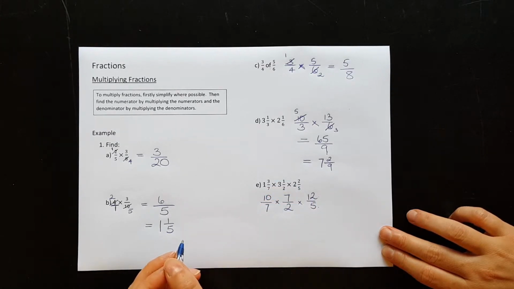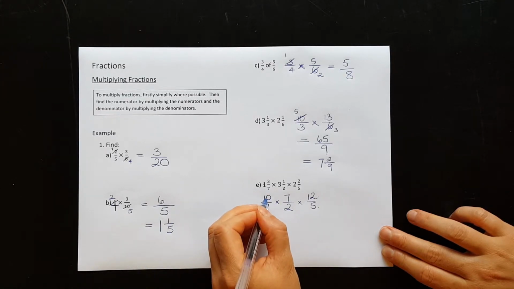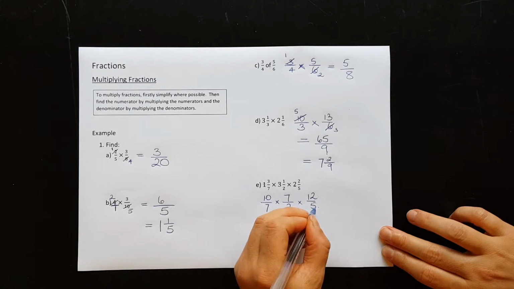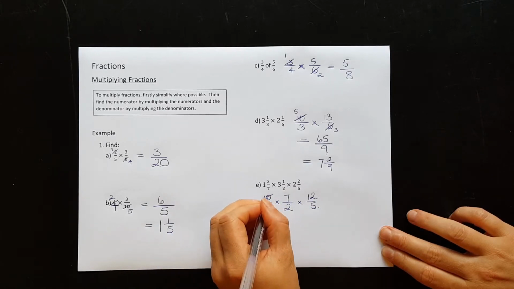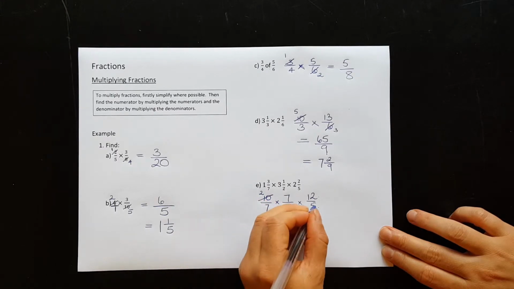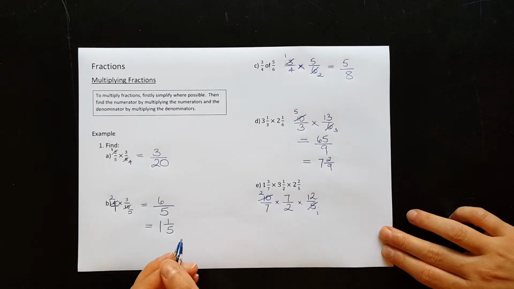Okay, now remember I said you can cancel anywhere top and bottom. So I could even do the 10 way over here with the 5 way over there. See, one's on top, one on the bottom. So dividing that by 5 goes twice. Divide that by 5 goes once.